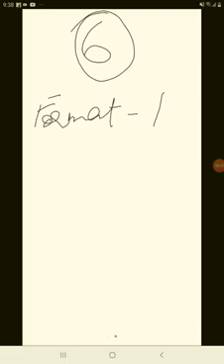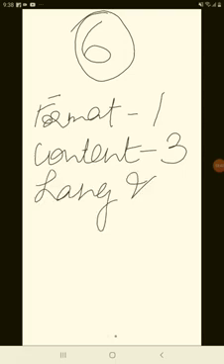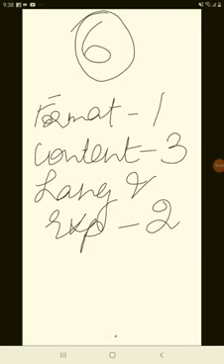Then you come to the content. The content is for 3 marks, and language and expression are for 2 marks, which adds up to the total of 6. Now, to attempt this question, you will be getting 3 hours of duration for your paper. It is ideal if you invest about 10 to 12 minutes in attempting this answer.